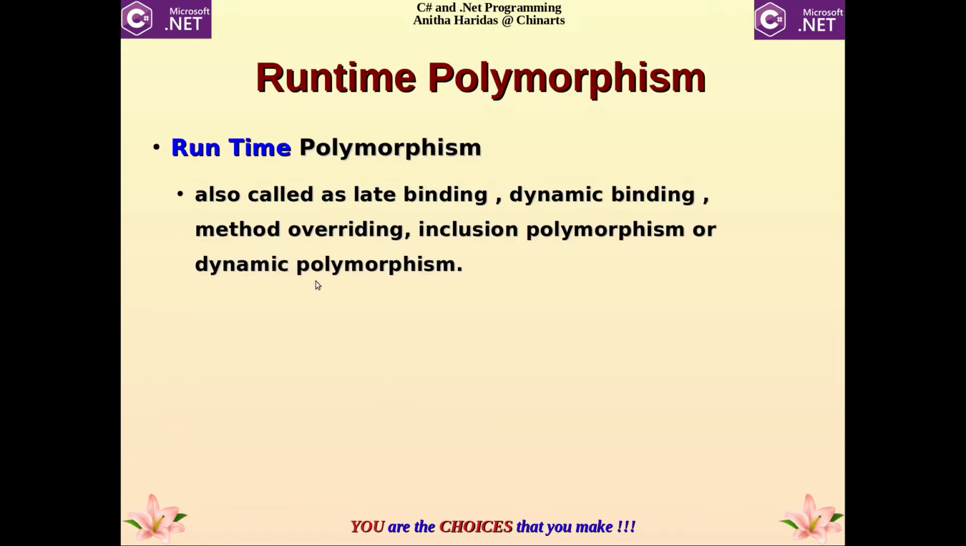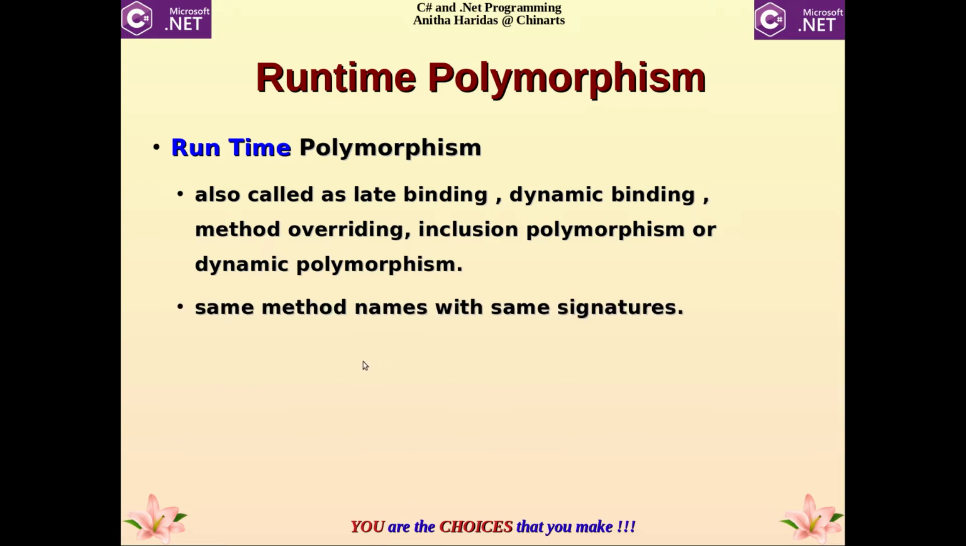So your runtime polymorphism is also called late binding. Compile time is early binding. Now this is late binding. There it is static binding, here it is dynamic binding. There in compile time polymorphism it was method overloading, but here for runtime it is method overriding. There it is called operation polymorphism, here we call it inclusion polymorphism. There we call it static polymorphism, but here it is dynamic polymorphism. These are the other terms used for runtime polymorphism.